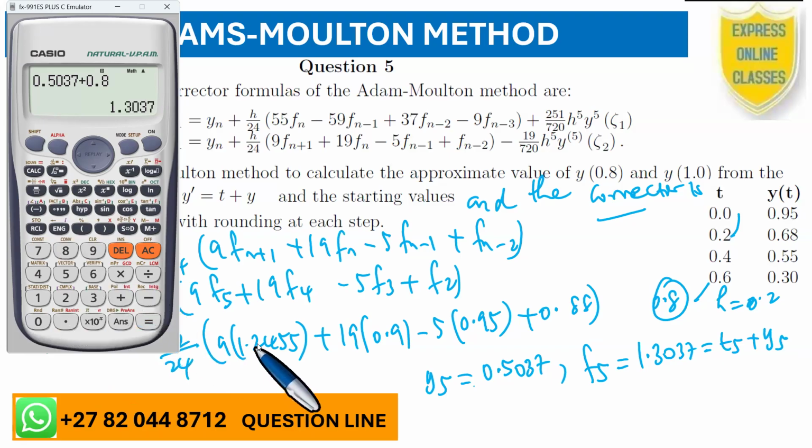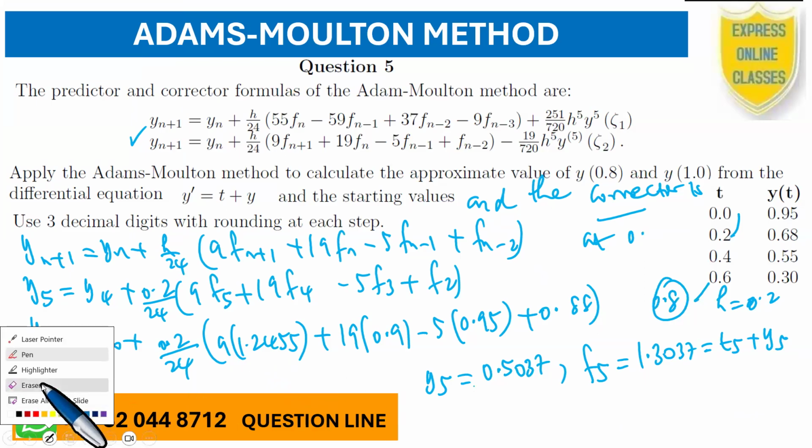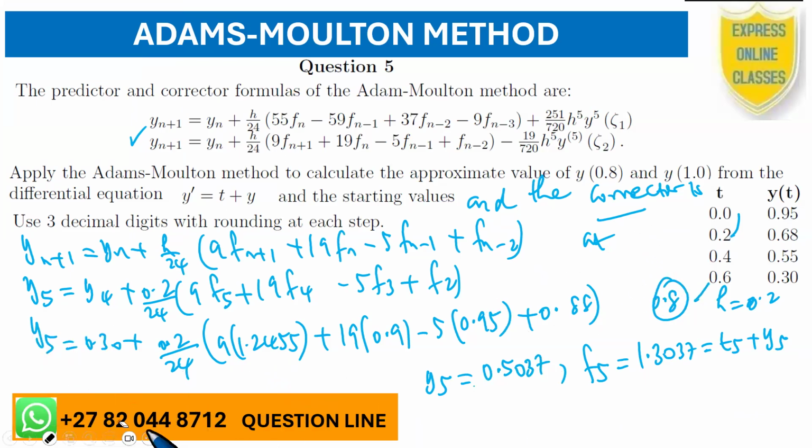And then you're going to get 1.3037. And that becomes the answer. Okay, right. We shall continue now and look at the next step. So this is what we've done for t equals 0.8. Right, so it was actually exactly at t equals 0.8.